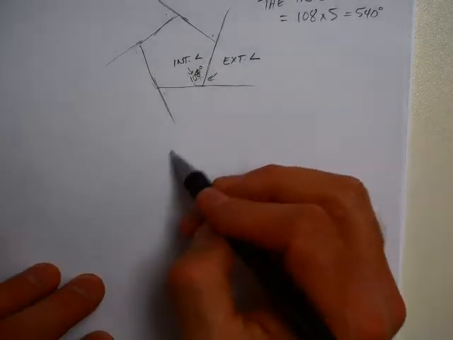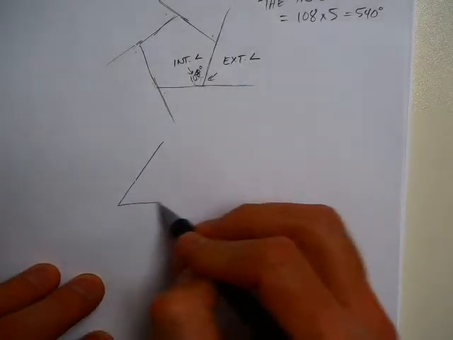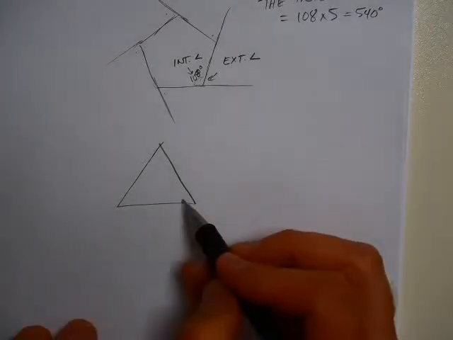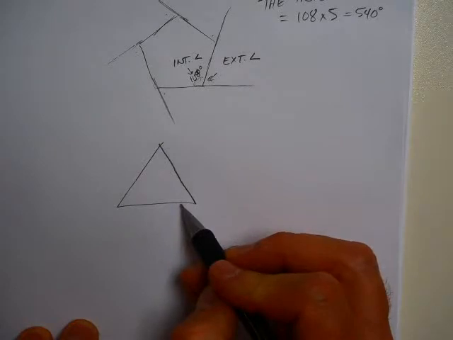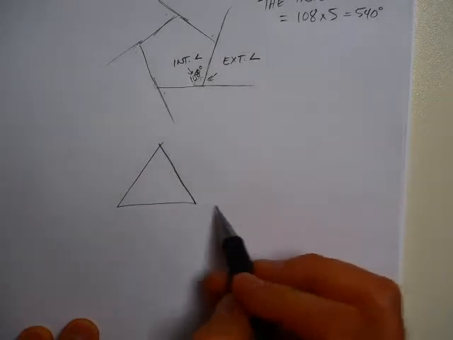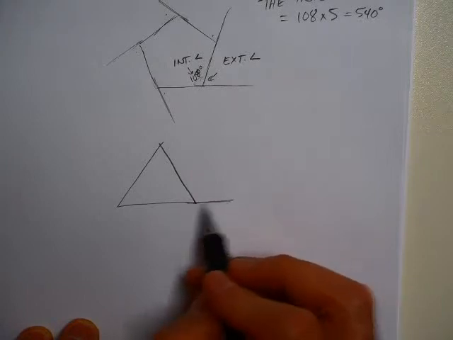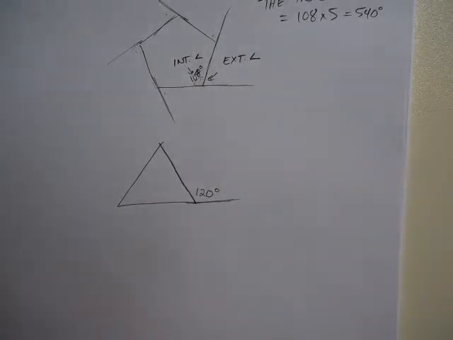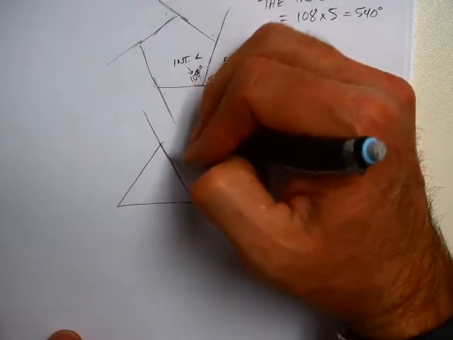What if I wanted to know the sum of the interior angles of this shape? You would do 360 divided by 3. You get 120. So you're telling me this is 120 degrees? You have to do 180 minus 120. Okay. So if this is a regular triangle, the exterior angle is 120 degrees. So the interior is 60 degrees.